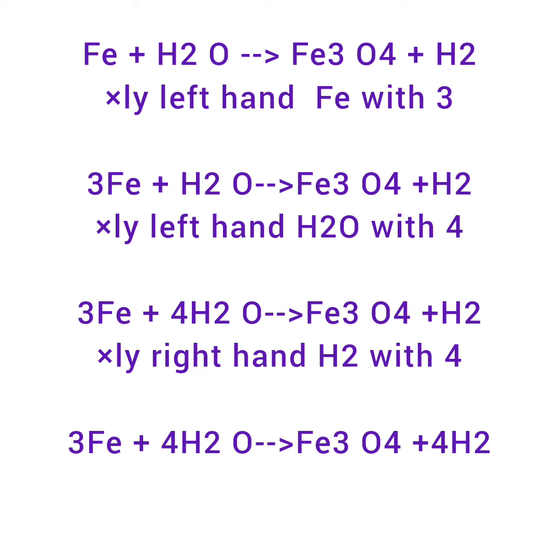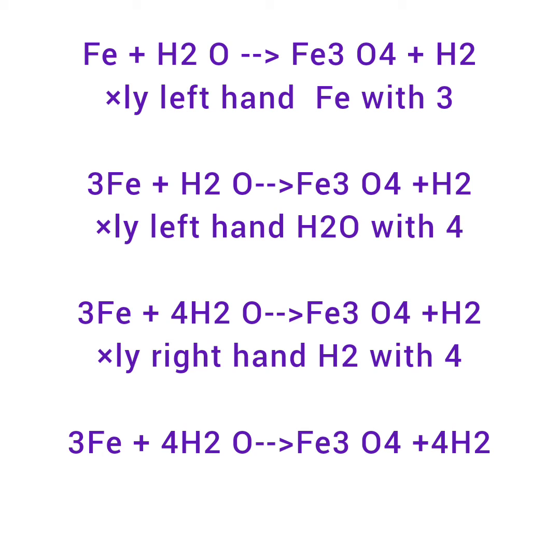So what we have to do is, first of all, we have to balance the number of atoms of iron on either side. For that, we should multiply left hand side iron with 3 and we will get the equation as 3Fe plus H2O gives Fe3O4 plus H2. So, the number of atoms of iron on either side of the equation are balanced. But still, the number of oxygen atoms on either side of the equation are not equal. So, we have to balance it.